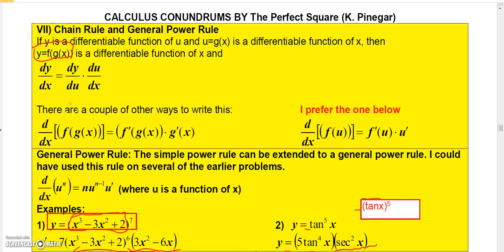Okay, I'm going to show you in a minute. We're going to move on to trig functions, but let me just remind you of the rule we're going to be using. We're going to be using the chain rule here.